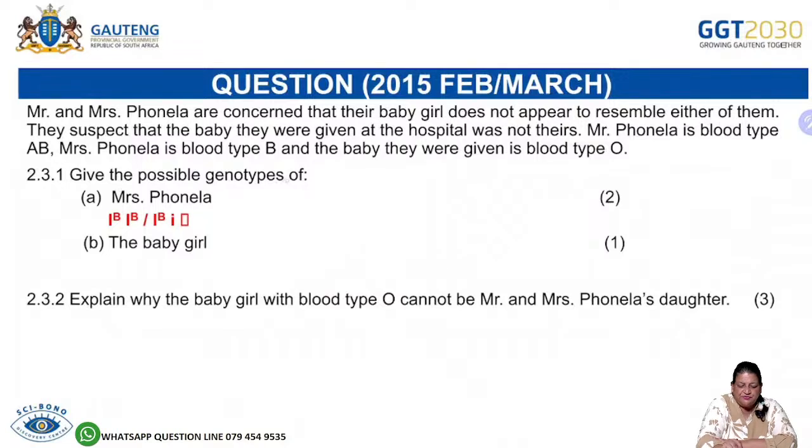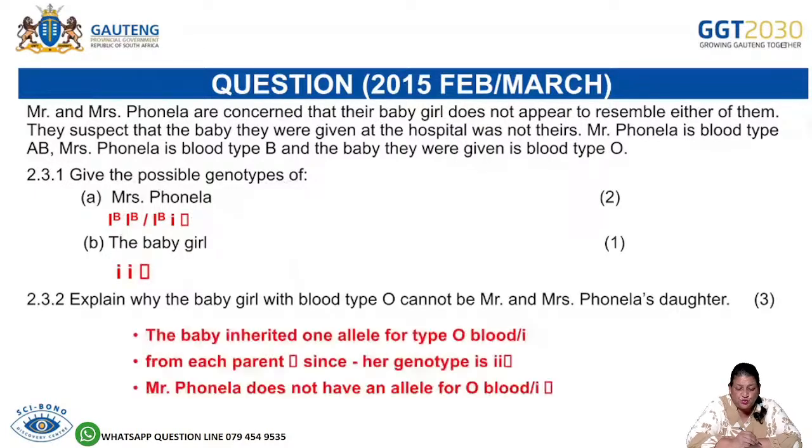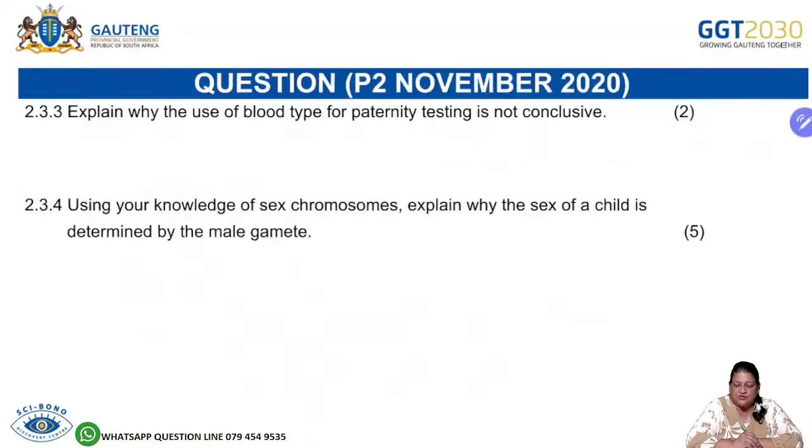Let's look at it here. Give the possible genotypes of Mrs. Fonella. We said homozygous B or heterozygous B. Let's look at the baby girl's phenotype. We said she's homozygous blood group O, represented by 2 small i's. Then why can't she be their daughter? Because the baby inherits the allele from the mother and the father. If she's blood group O, she can inherit the O allele from the mother, but Mr. Fonella does not have the O allele. So therefore he can never be the father.